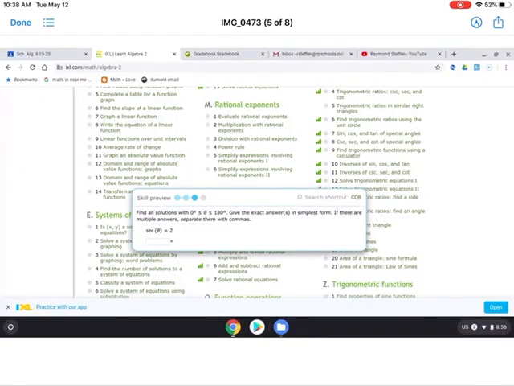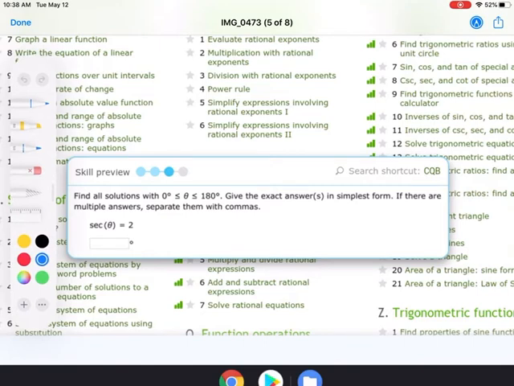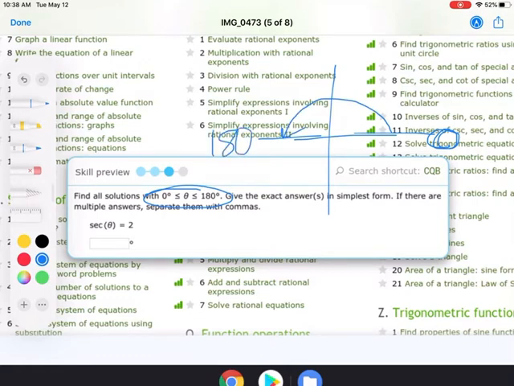All right, next question. Find all the solutions between 0 and 180. Okay, let's take a look at this one. If you're looking at the unit circle, this would be 0 degrees, and then all the way around to here would be 180 degrees. So I'm just looking inside that domain, inside that little area right there on the unit circle.